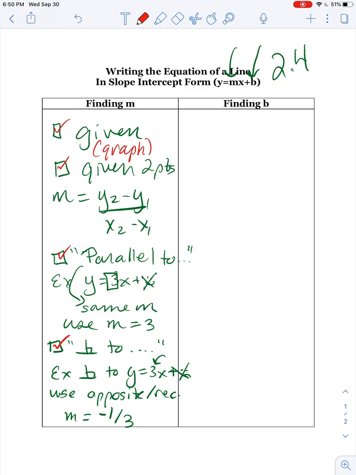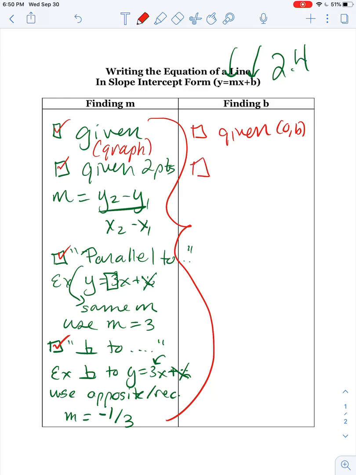Now, given might also look like a graph where you have to count it out, but whether they just straight up tell it to you or show it to you on a graph, you can count and find your slope that way. So that's a lot of ways to find slope, but the nice thing is these all funnel into really just one way to find the b value after that. So there's technically two ways. It could be given.